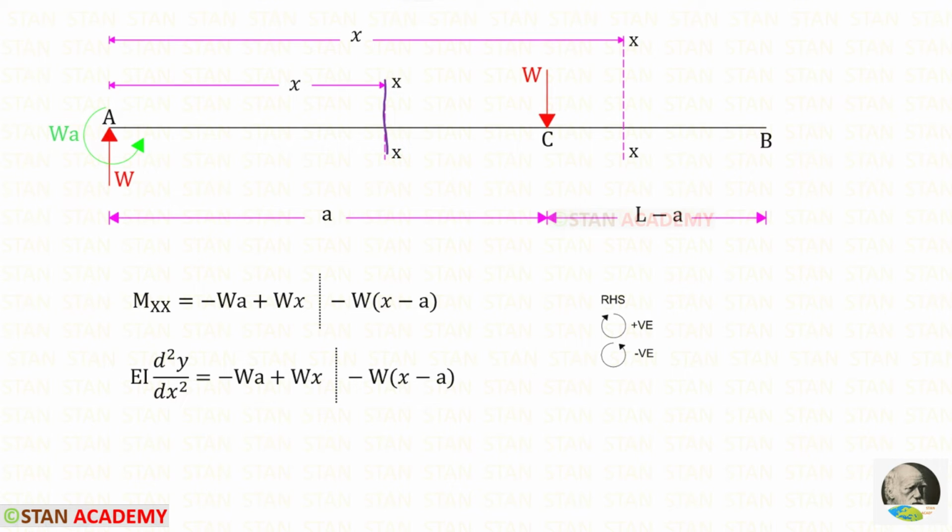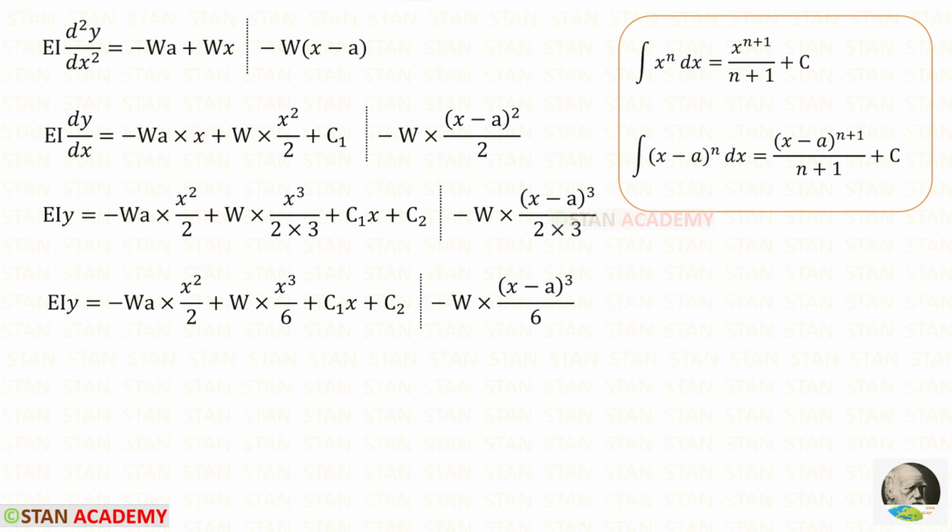Now we are going to consider this section. In between both of the sections, we have only this point load. This point load is acting in the anti-clockwise direction, so it will be negative, and we have to take this distance. This distance is x minus a. These two terms should be separated by this line. Then we have to equate the moment to EI d square y upon dx square. Then we have to integrate on both of the sides.